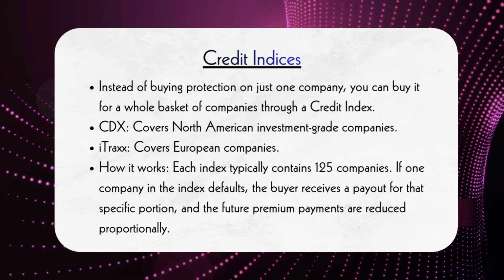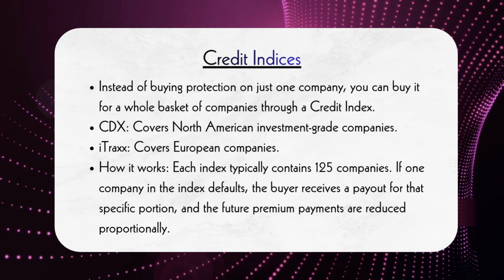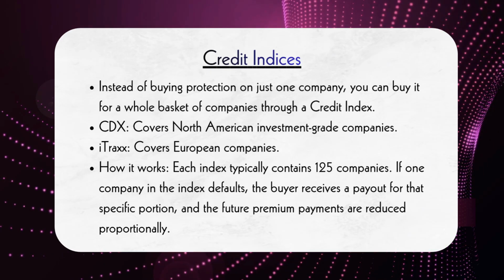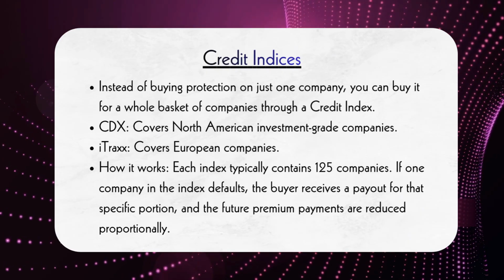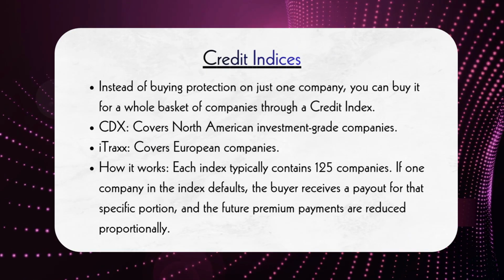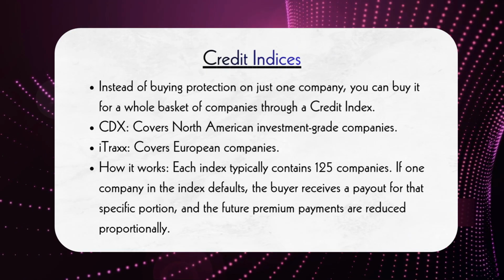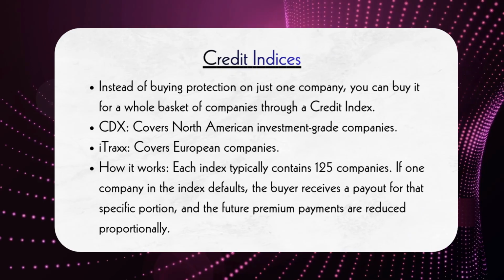For a 5-year iTraxx index quoted at an ask price of 152 basis points, an investor seeking €500,000 of protection per firm would pay a total annual premium of €950,000. If one of those 125 firms defaults, the investor receives a payout for that specific firm, and the future annual payments are reduced by 1/125th, or €7,600.